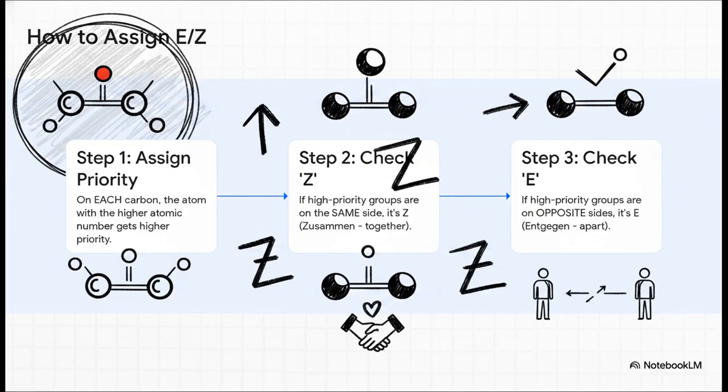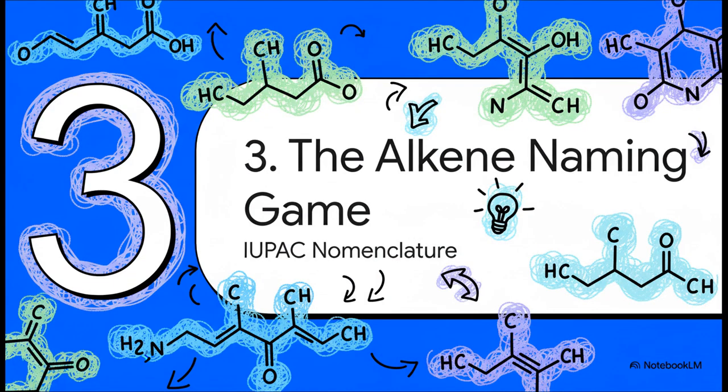That's from the German word zusammen, for together. If they're on opposite sides, it's E for entgegen, which means apart. See, there's a logic to it. All right, brilliant. Now we can identify all these different structures, so let's learn how to give them their proper names using the IUPAC system.